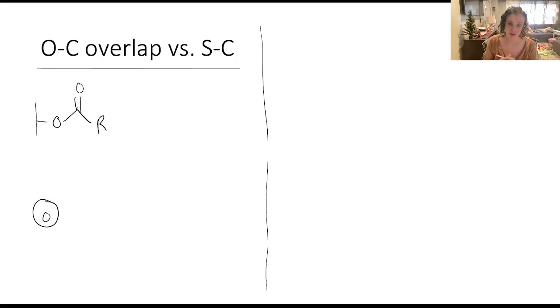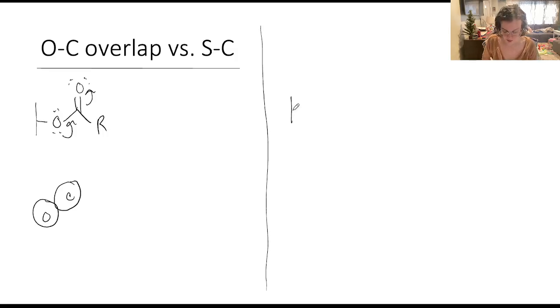excuse my cartoon drawings of orbitals, we have this kind of ideal orbital overlap between the oxygen and the carbon. This allows for resonance stability of this functional group, right? We know that more resonance means more stability. So the ester bond is very stable.